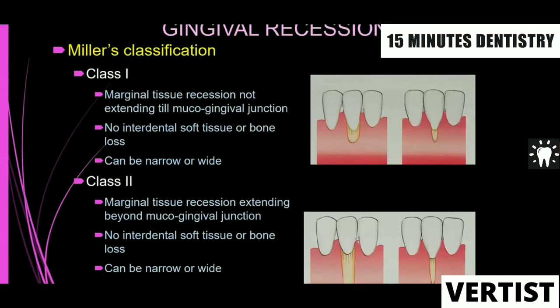So how do you classify recession? Sullivan and Atkins have given the classification like shallow narrow, shallow wide, deep narrow, deep wide, and Miller has further classified it. Class 1: where the marginal tissue recession is not going beyond the mucogingival junction, it can be narrow or wide. At the same time, it has to be shallow, with no interdental soft tissue or bone loss. Whereas in class 2, the marginal tissue recession is extending beyond the mucogingival junction, with no interdental soft tissue or bone loss, and can be narrow or wide.